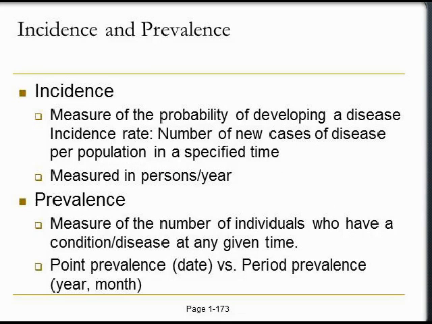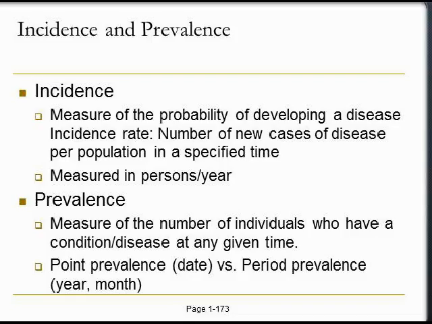Two concepts that are related to these types of designs are incidence and prevalence. Just to remind you that incidence is a measure of the probability of developing a disease. Incident rate would be the number of new cases of disease per population in a specified time, and these concepts are typically measured in persons per year.